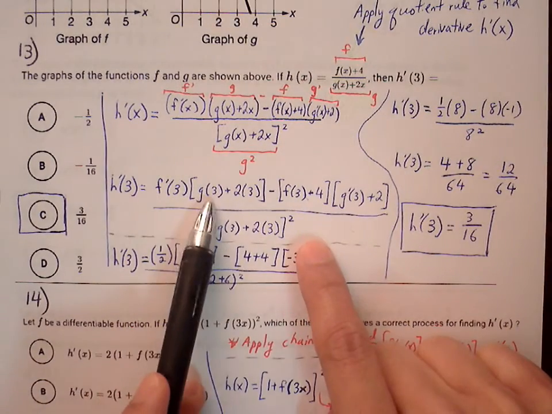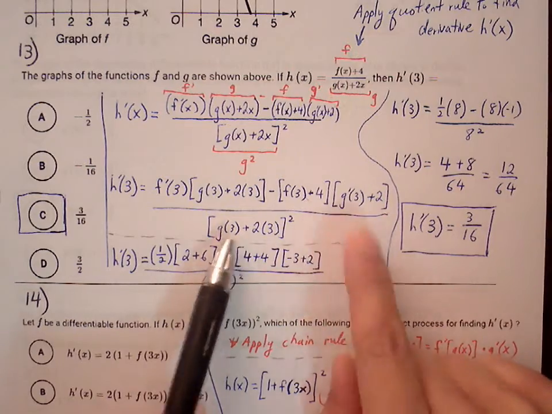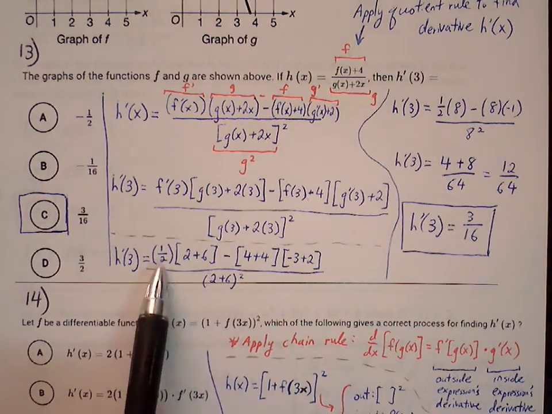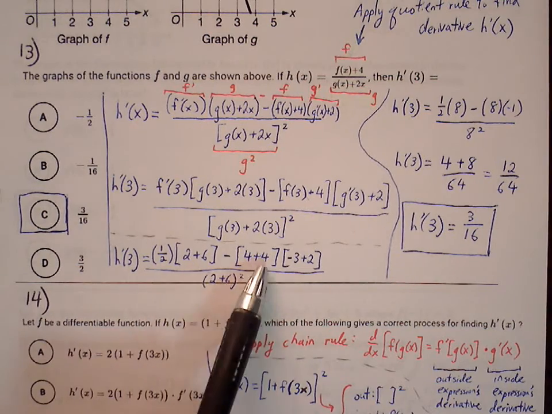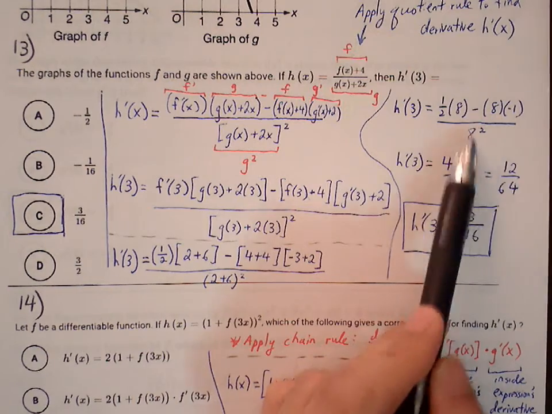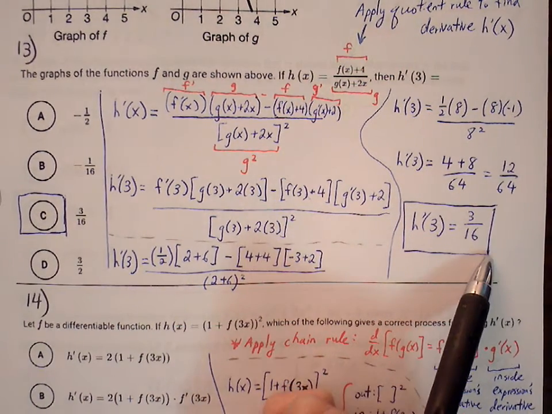So once we have our ordered pair and our slope, we can just plug all those values in. So f prime of 3, g of 3, f of 3, g prime of 3, and g of 3, they all get replaced with what we found. And then we just try to clean this up. So 1/2 times 8 is 4. 8 times negative 1 is, the 2 negatives becomes positive, all over 8 squared. Clean this up, we get 12 over 64, which is 3 over 16.